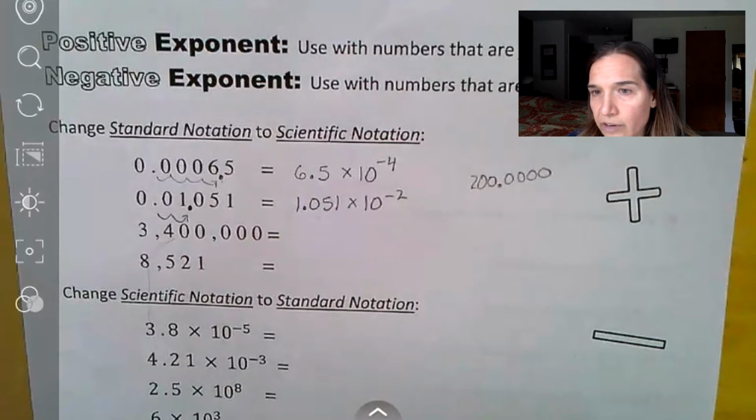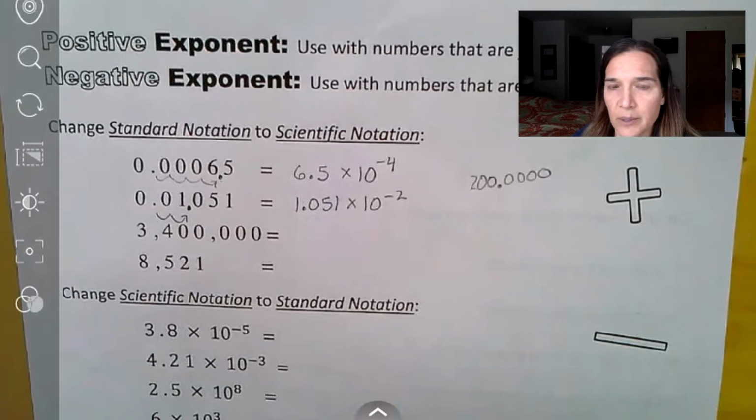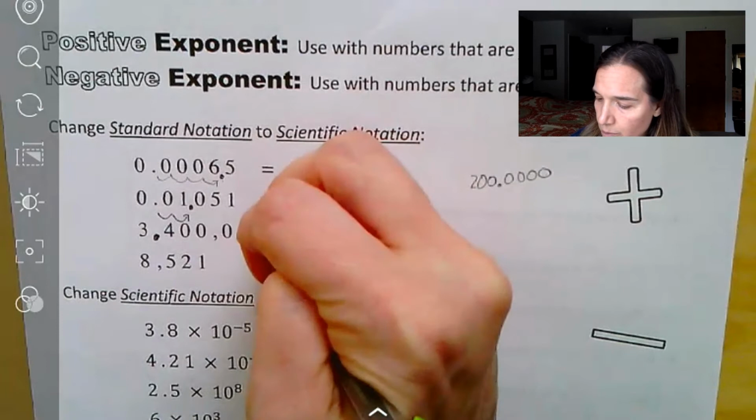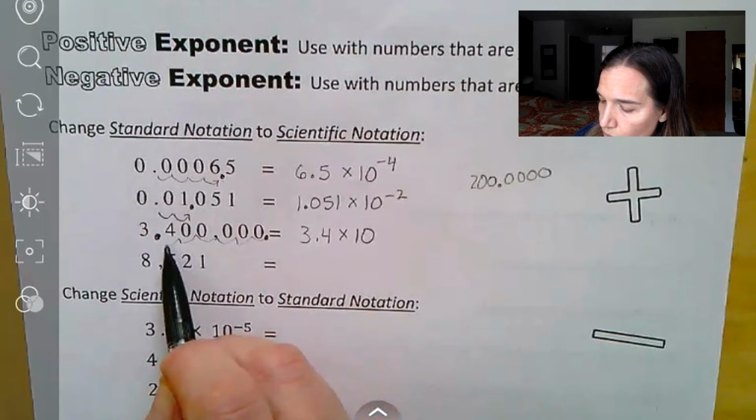Here they are. Again, we want one digit, decimal point, and then all the other digits. There's all kinds of things on the paper today. All right, so we want the decimal point to be here. But in a big number, the decimal point would have been right here at the end. So the answer is going to be 3.4 times 10. And we had to move the decimal point 1, 2, 3, 4, 5, 6 places to get it there. So 10 to the 6th power.